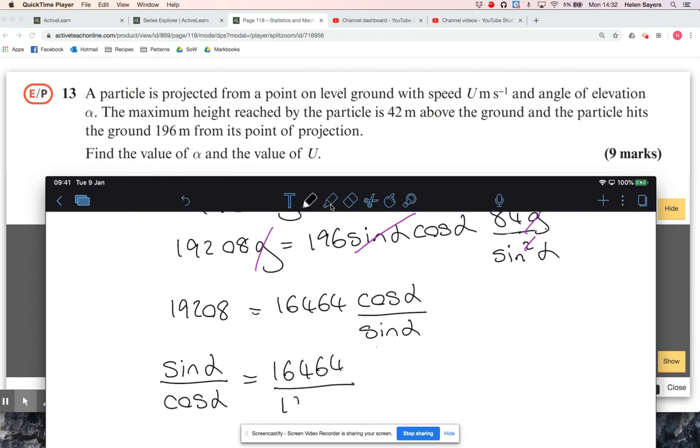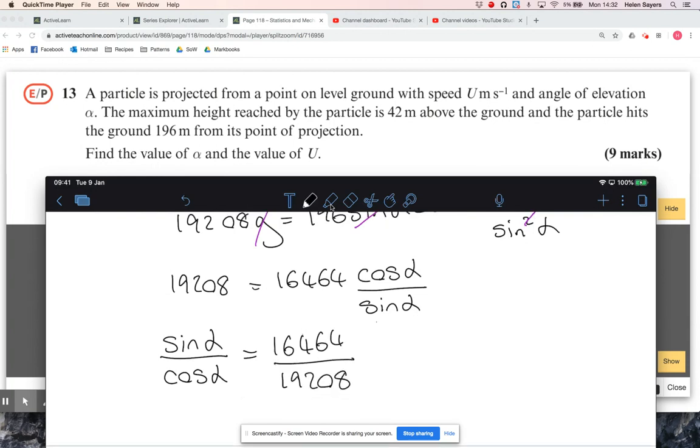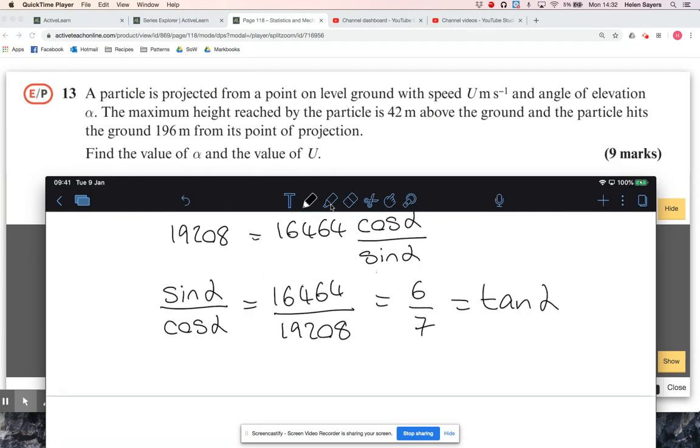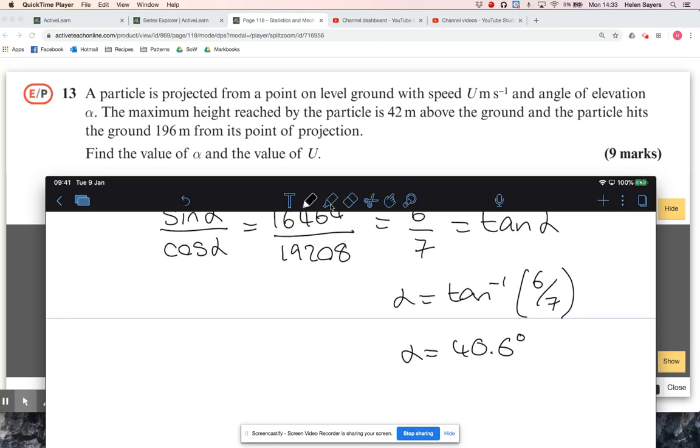I'm going to do 16464 and divide by the 19208. I don't really need to simplify that down, but I will just because it will be quicker to type into my calculator. So that all simplifies to 6/7, and sine alpha over cos alpha is tan alpha. So alpha is inverse tan of 6/7. So alpha is 40.6 degrees. Okay, right, and then I need u.